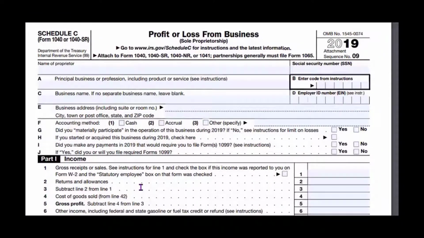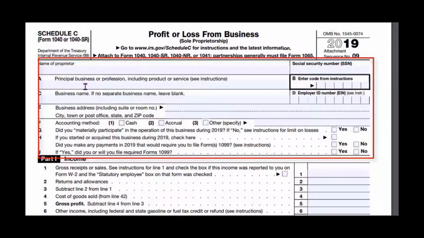So she's looking at her Schedule C and she's seeing that it's pretty straightforward. The first part on top is really just descriptive information.